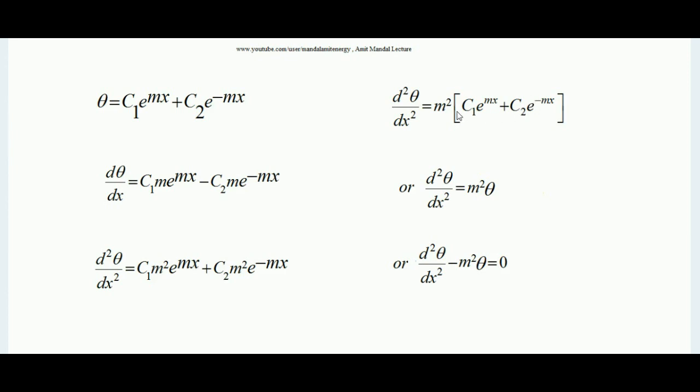This expression is equal to theta itself. You can compare these two. So in place of this expression I can write theta. Our equation becomes d square theta by dx square equals m square theta, which can further be written as d square theta by dx square minus m square theta equals 0. This is the differential equation formed by this function. So definitely for this differential equation this is the solution, because the differential equation is formed by this function itself. Keep this in mind.